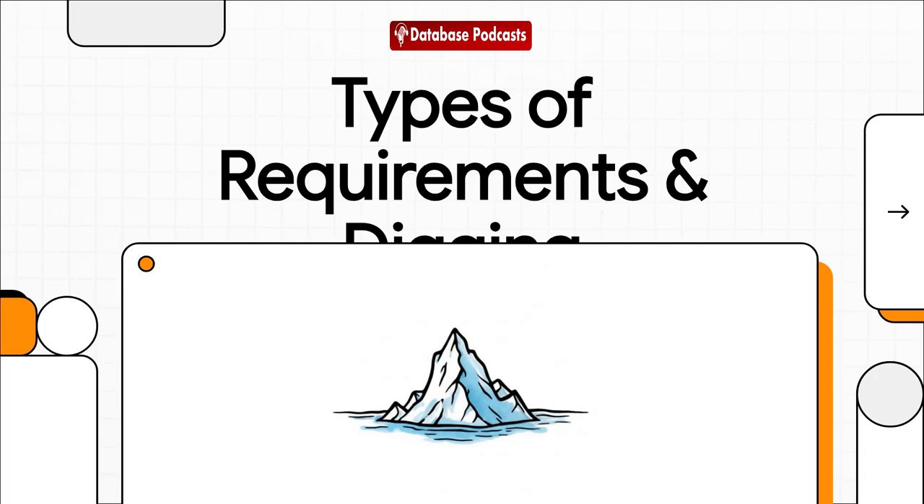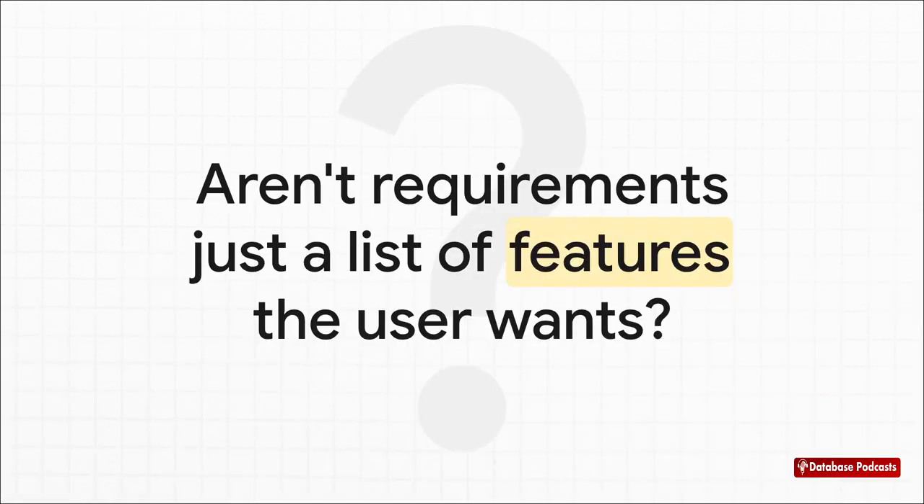Welcome back. Today, we are getting into something that is at the very heart of every single successful software project, requirements. And we're going way beyond just making a simple list. We're going to dig into the different types of requirements and the art of figuring out what a project really needs to succeed.